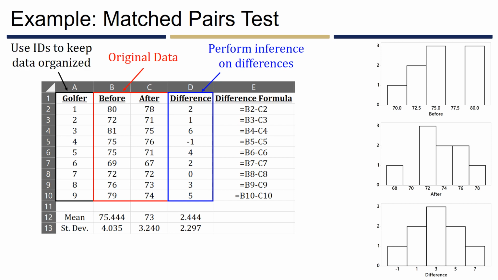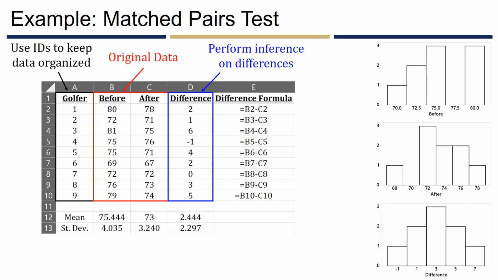We also need to use IDs in order to keep the data organized here. You can't be taking the before score for golfer 1 and subtracting off the after score for golfer 3. You need to make sure that you're keeping these observations nice and consistent.